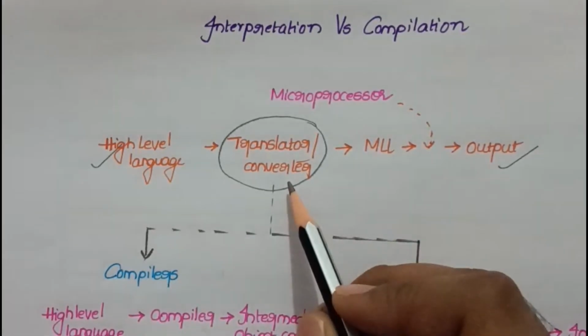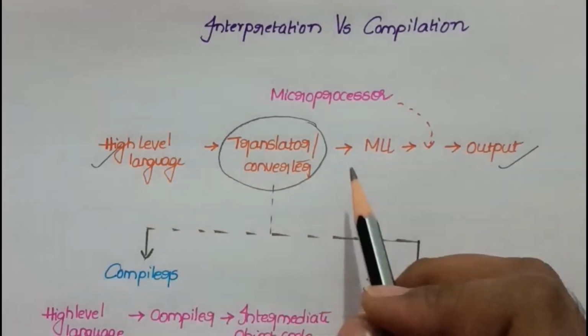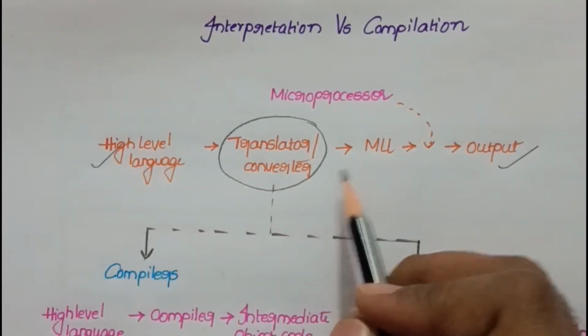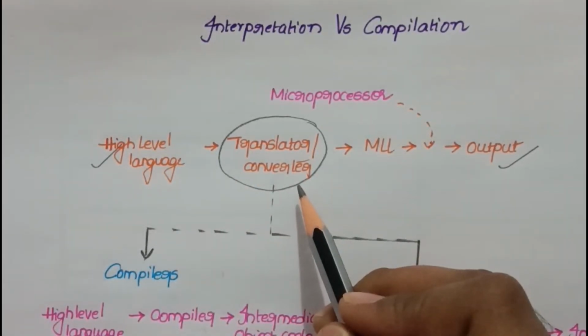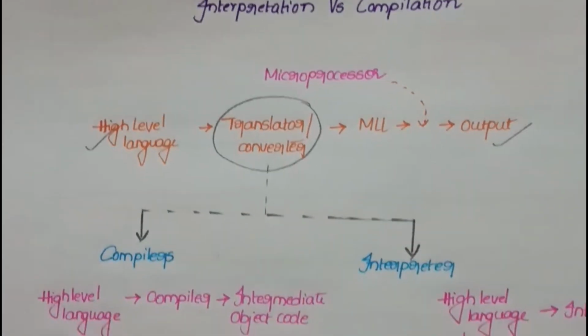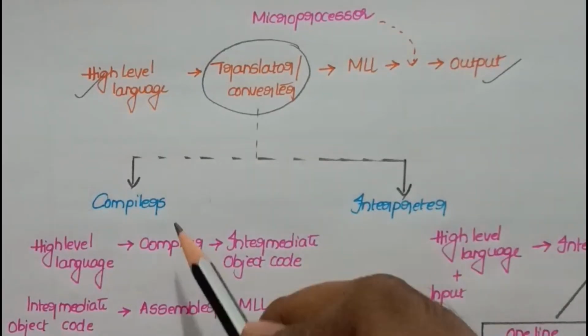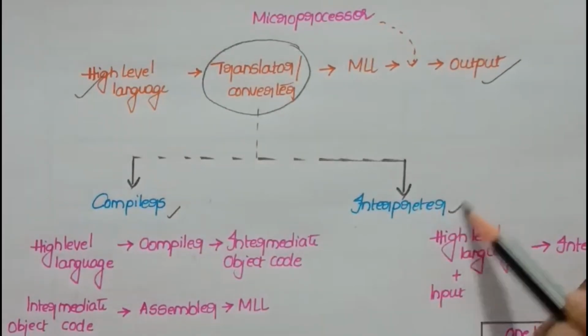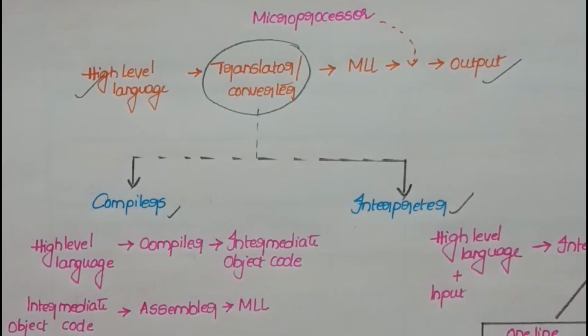In this way, a translator converts high level language into the machine level language. A translator is nothing but a software. There are two types of software available. First one is the compiler, second one is the interpreter. The way they function, the way they convert high level language into the machine level language, is different.